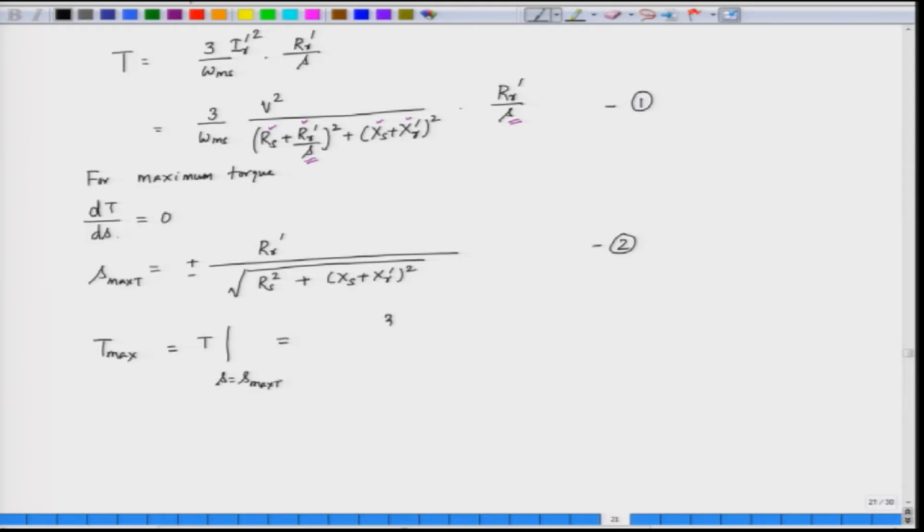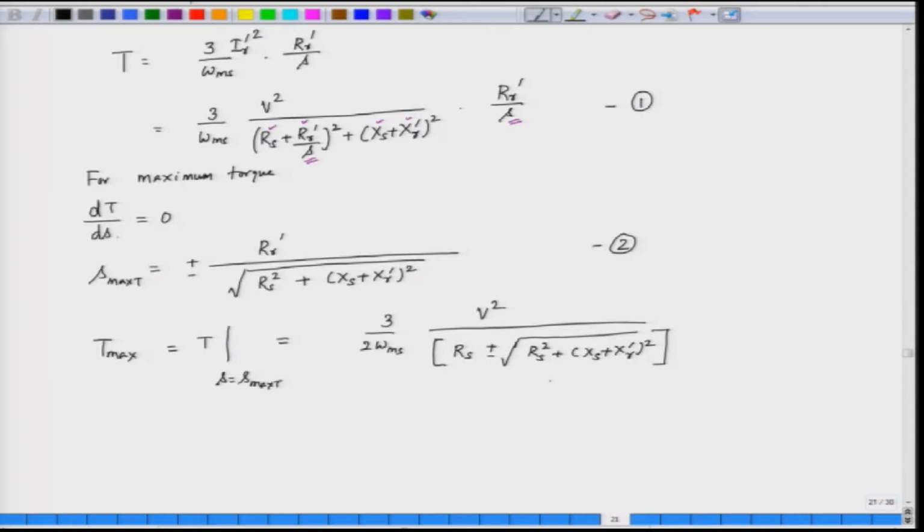3 V square divided by R s plus minus under root R s square plus (X s plus X r prime) square, and then that is by 2 omega m s. So, the maximum value of torque is given as 3 V square by 2 omega m s into R s plus minus under root R s square plus (X s plus X r prime) whole square.